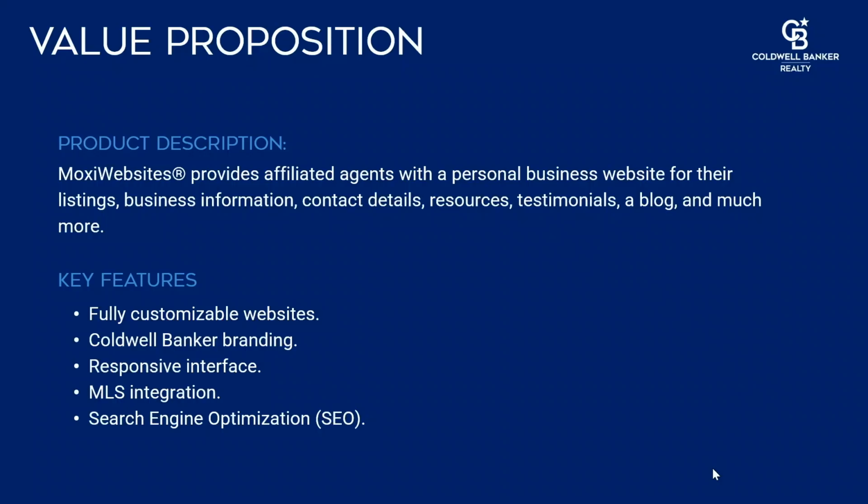Today, we will be going over your company-provided website with Moxy Websites. Moxy Websites provides affiliate agents with a personal business website for their listings, business information, contact details, resources, testimonials, a blog, and much more. Key features include fully customizable websites, Coldwell Banker branding, a responsive interface, MLS integration, and search engine optimization, also known as SEO.